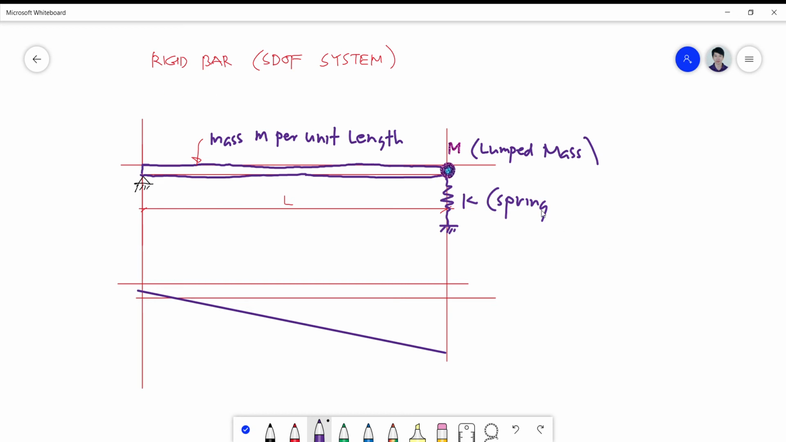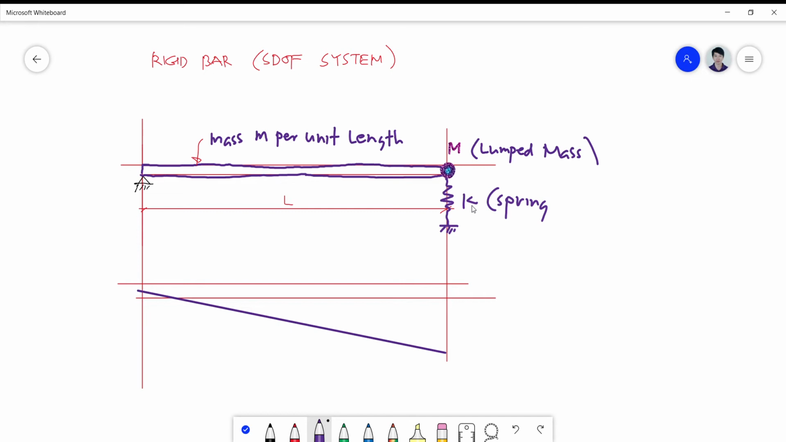Okay, let's have one example for a rigid bar SDOF system. Since this is a rigid bar, there's no flexibility involved in this member. So we don't have to add the stiffness of this element to the stiffness of the spring using the principle of parallel and series connections that I've discussed a while ago.